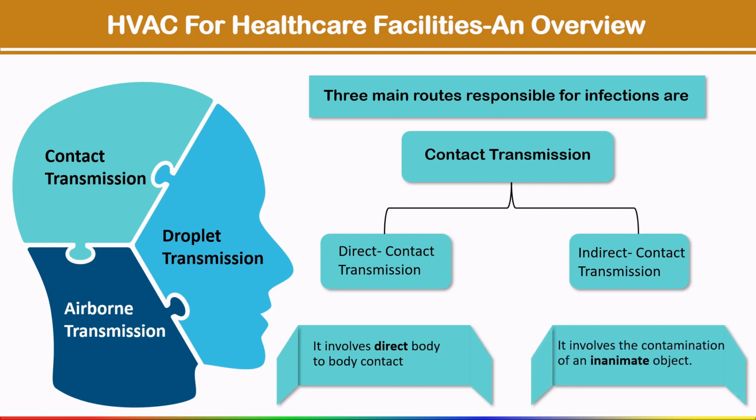Now the second one they are showing is indirect contact transmission. Indirect contact transmission involves the contamination of an inanimate object. What does inanimate object mean here? Instruments or dressing contaminated by an infected person. So we know that some instruments or dressings are used by an infected person, and through that also the contact transmission will transfer. So this is all about contact transmission.